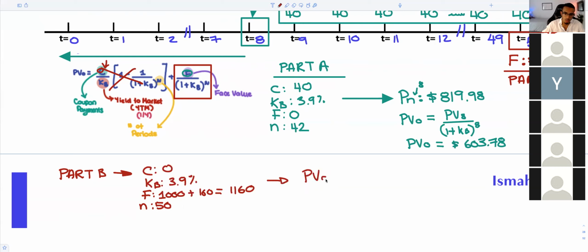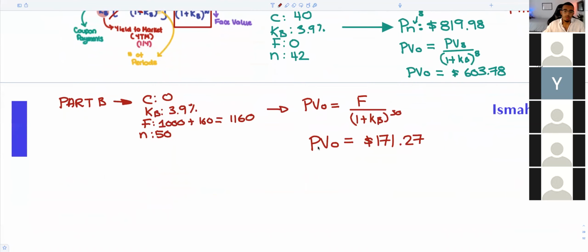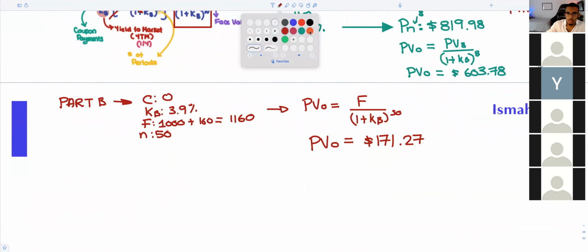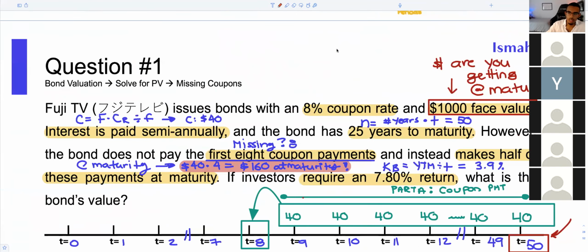And in that case, our formula looks super simple. All you have to do is take your F over 1 plus KB to the power of 50. Now, what would that give us? Okay, solid. Amazing. So now that we have all this information, I guess we could go in orange. We'll write it at the bottom.